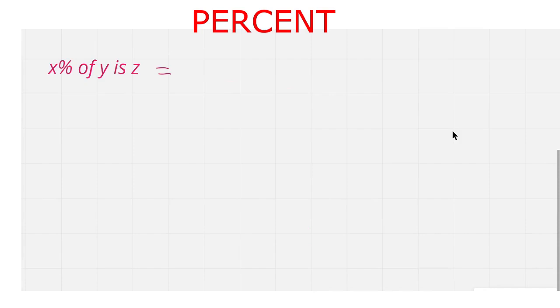X percent of y is z. It means that x upon 100 multiplied by y equals z. This we can write as xy upon 100 equal to z. If any two of x, y and z are known to us, we can easily calculate the third one, and we will understand it by a few examples.